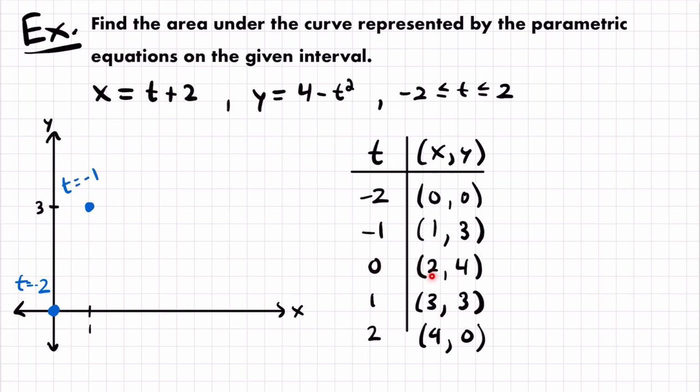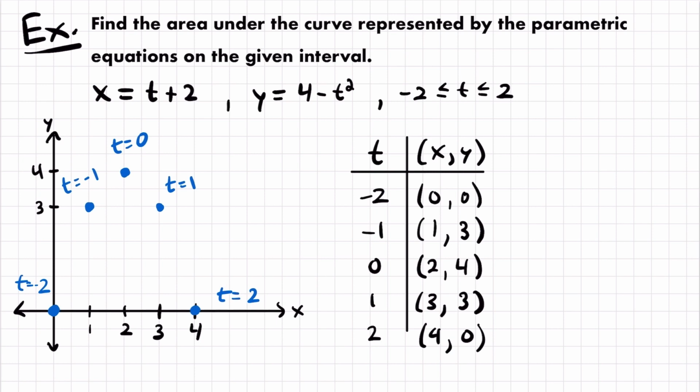And then our next point is 2, 4. And so this will be x equals 2, and this will be y equals 4. So our next point will be right here, and that is when t equals 0. And then our next point is 3, 3. And so if this is x equals 3, then our point 3, 3 will be right here. And so I'll plot that. That is when t equals 1. And then our next point is when t equals 2, which is 4, 0, which if this is x equals 4 right there, then 4, 0 will be right here. That is when t equals 2.